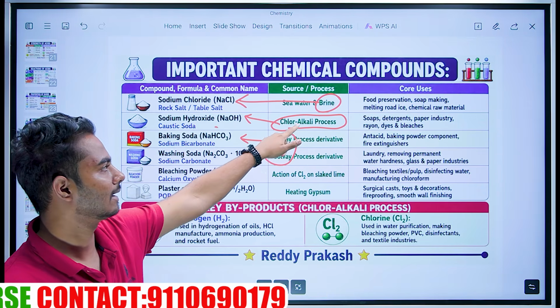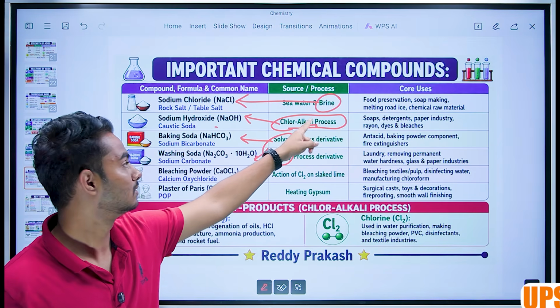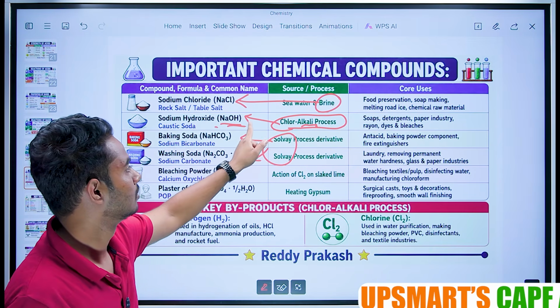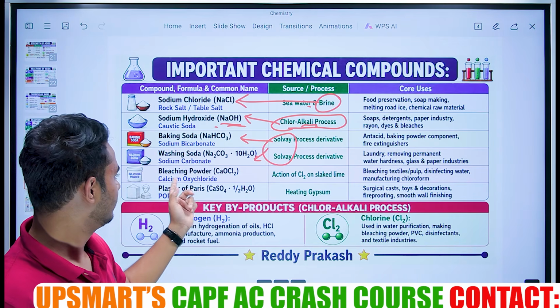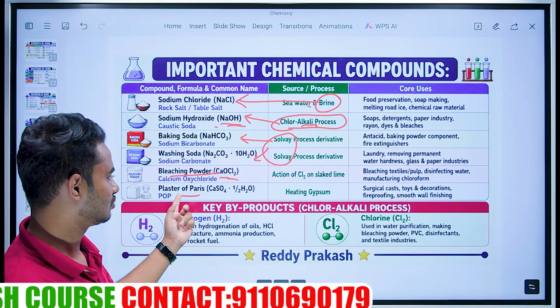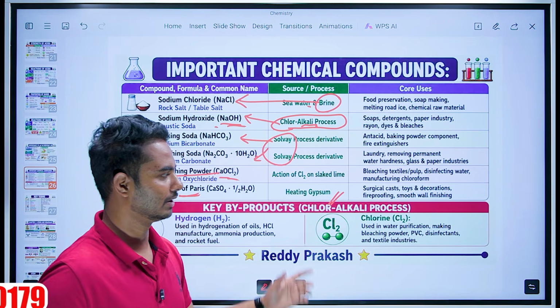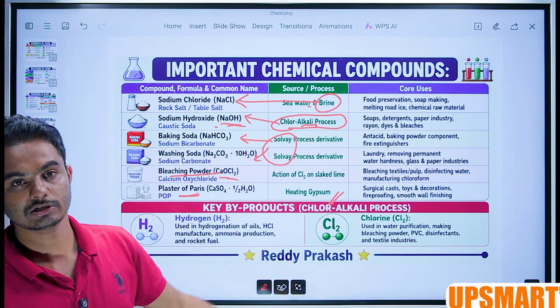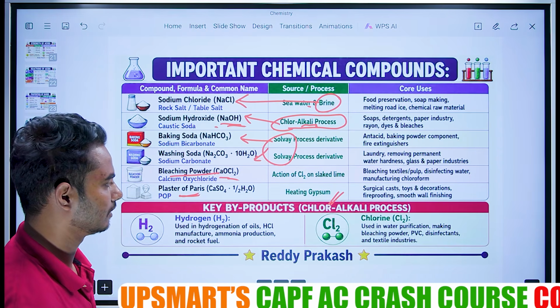Chlor-alkali. Alkali means base, right? So it gives NaOH. The brine process will give NaCl. Then bleaching powder, the chemical composition. Plaster of Paris: if gypsum is heated, we'll get the plaster of Paris. The uses are also important. You can just brush up these things. Nothing to be explained from that.